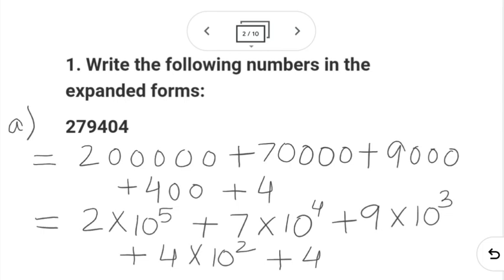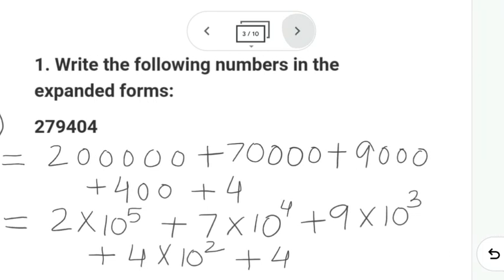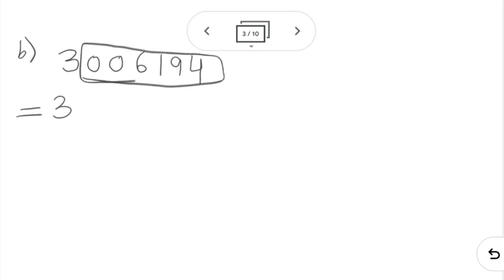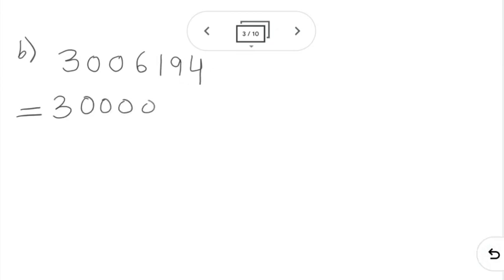So I hope this question is clear to you. Now let us try another sum. Here we have this number. Same way we will proceed. First we will write 3 and then see how many digits are after 3. So we can count 1, 2, 3, 4, 5, 6. There are 6 digits after 3. So we will write 3 and then put 6 zeros after 3.